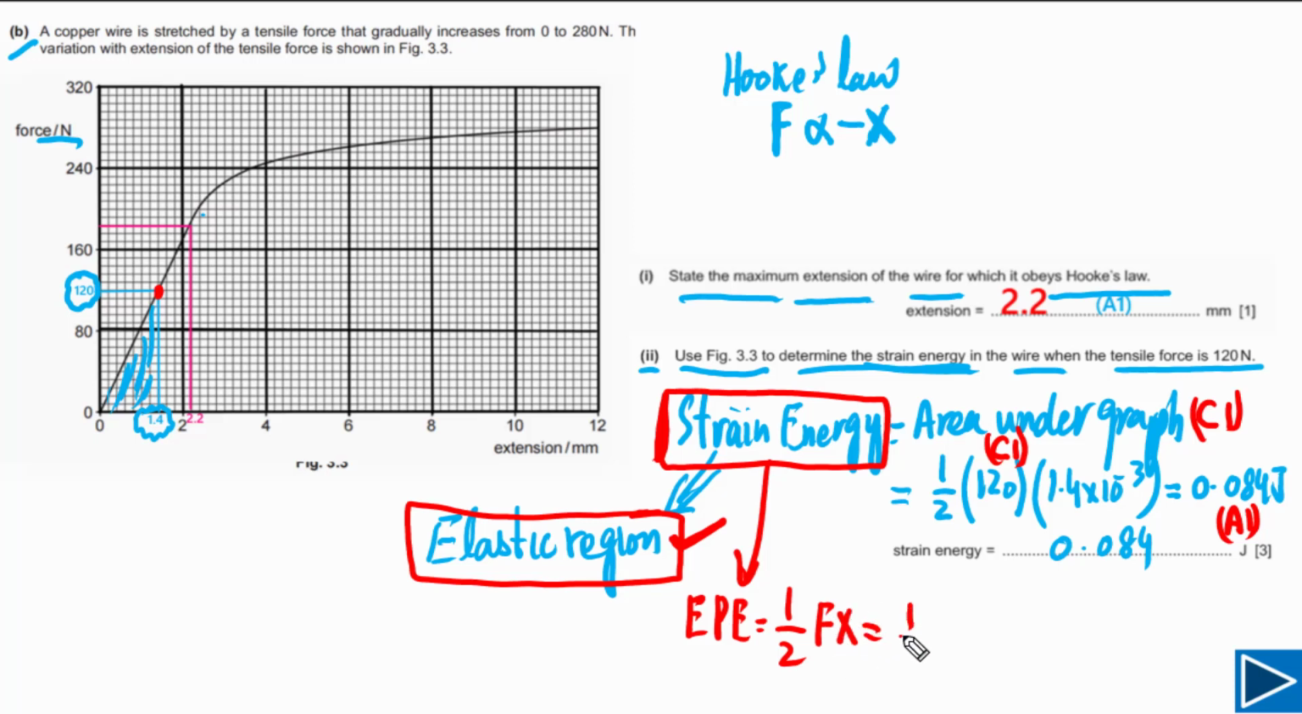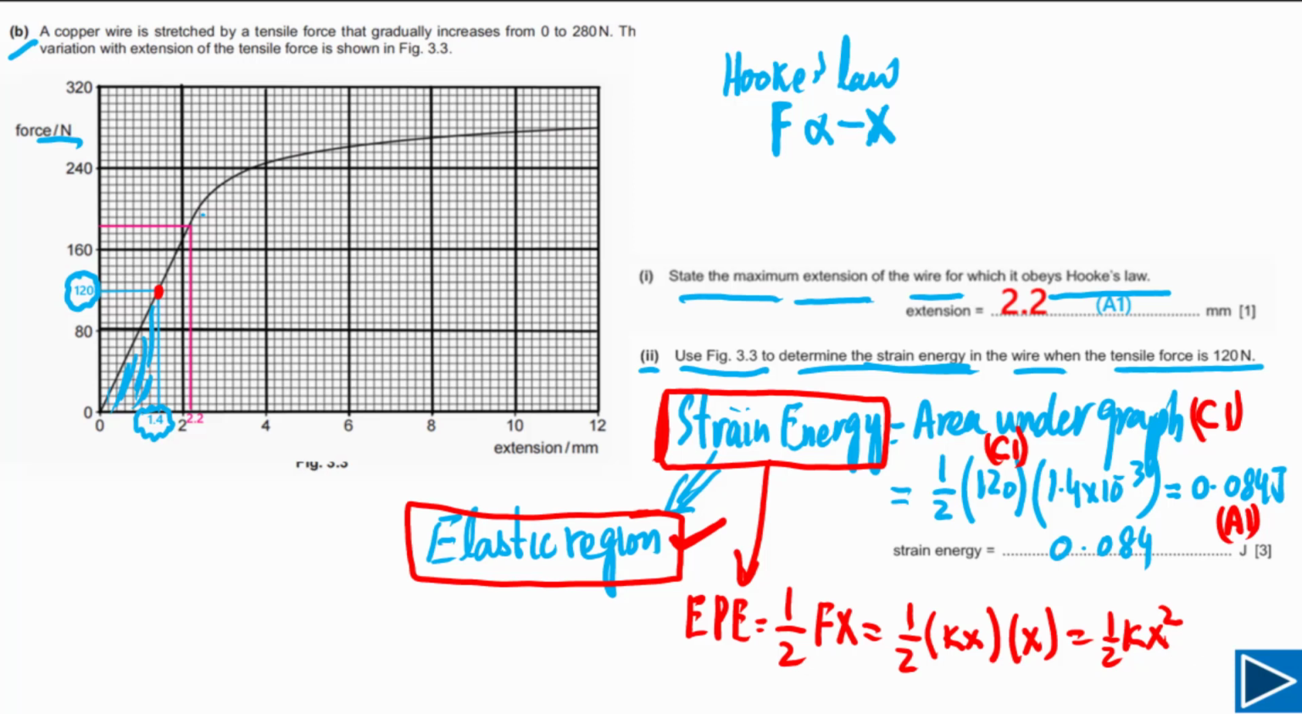Or you can also calculate by 1/2. So F we can replace with Kx. K is the spring constant, and this is x. So we can also write down this is 1/2 Kx squared. So you can also use this if K is given to you.